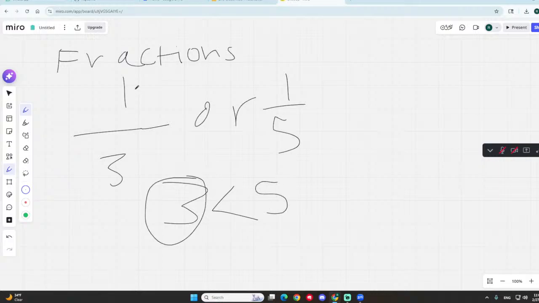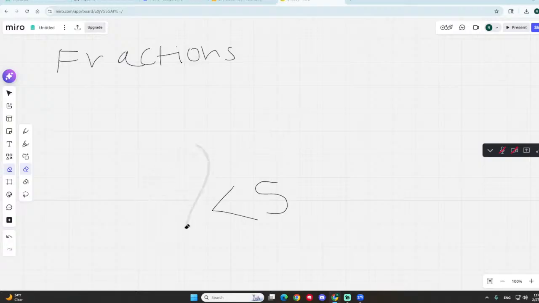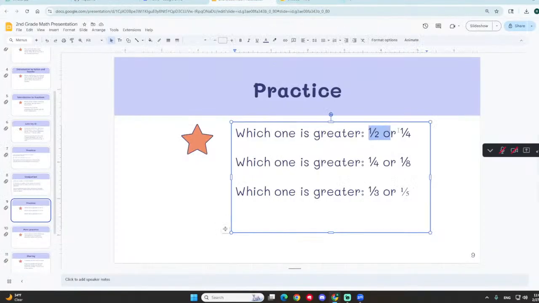Since 3 is less than 5, 1/3 is the bigger fraction. Now, these are just examples. You don't have to visualize 1/5 or 1/3 yet. In today's class, we're only focusing on 1/2 or 1/4.